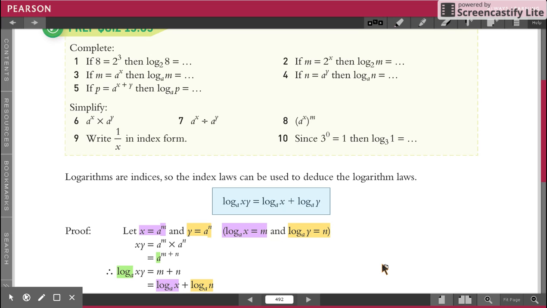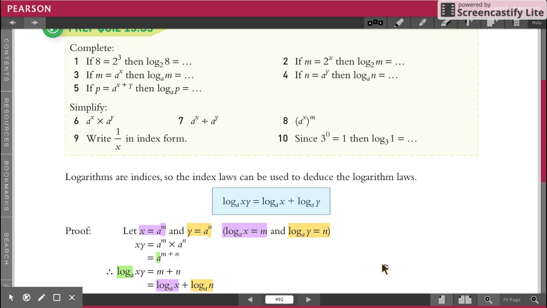Okay, so if x in the purple is equal to a to m, and we'll let y equal a to the n, if we take log base a, what we're asking essentially is x's value is equal to a to the power of m. So we can re-express that by taking the log of both sides, and you'll get log to the base a of x is equal to m. Similarly, log base a of y is equal to n.